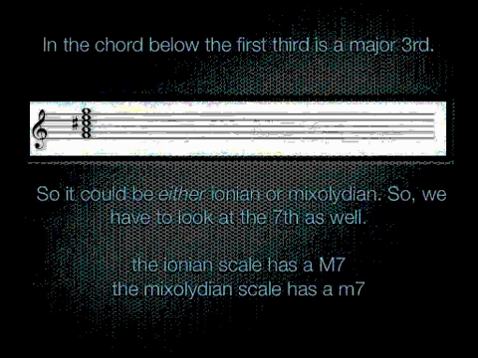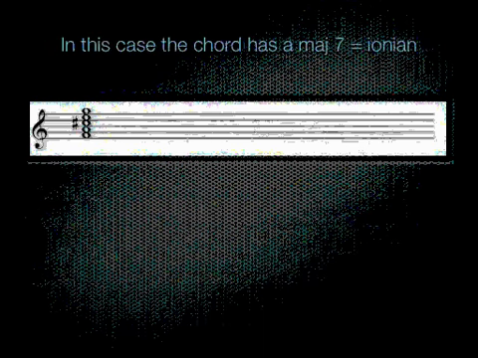If the chord has a major third, then we have to look at the 7th as well. Because if the 7th is a major 7th, we know that it's based on the Ionian scale. If it's a minor 7th, then we know it's based on the mixolydian scale. And then we should be able to figure out all the rest. So in this case, it's a major third and a major 7th, so we know that's Ionian.